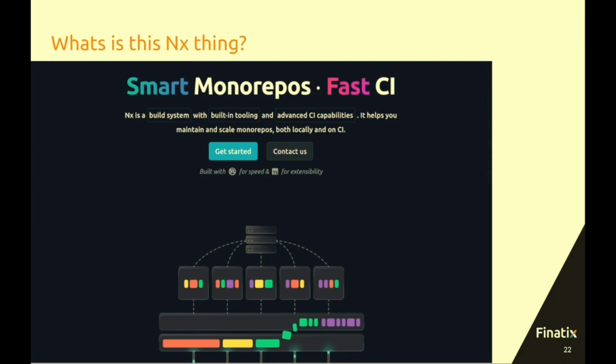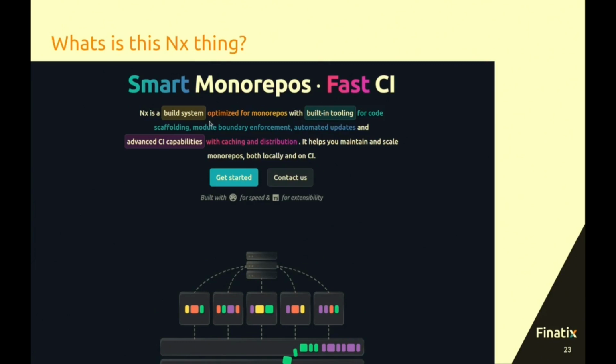Many of you already know it maybe. They have now redesigned their website and call it a build system with built-in tooling and advanced CI capabilities. They actually mean something for monorepos: code scaffolding, module boundary enforcement, automated updates, and then caching and distributing. And I think for today, we are going to really focus on the module boundary enforcement.